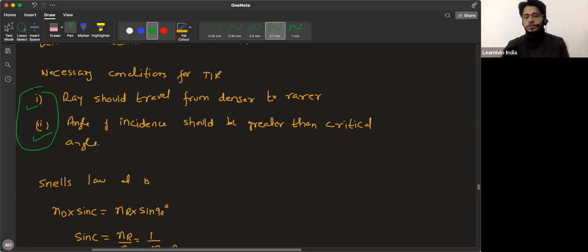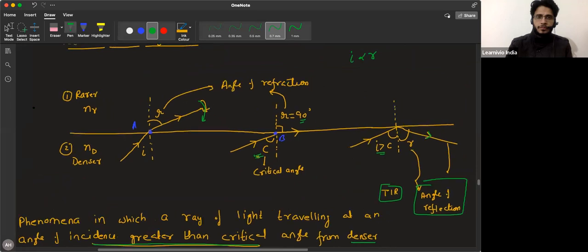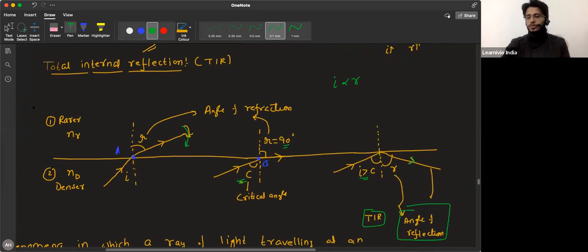In TIR, the ray reflects back into the same medium. But this reflection is through a transparent medium. There's no mirror, there's no reflecting surface. Light is traveling from glass to air. Instead of going into the air, it's coming back into the glass. That's TIR. Note it down. We'll do some calculations. This TIR is one of the most important topics.